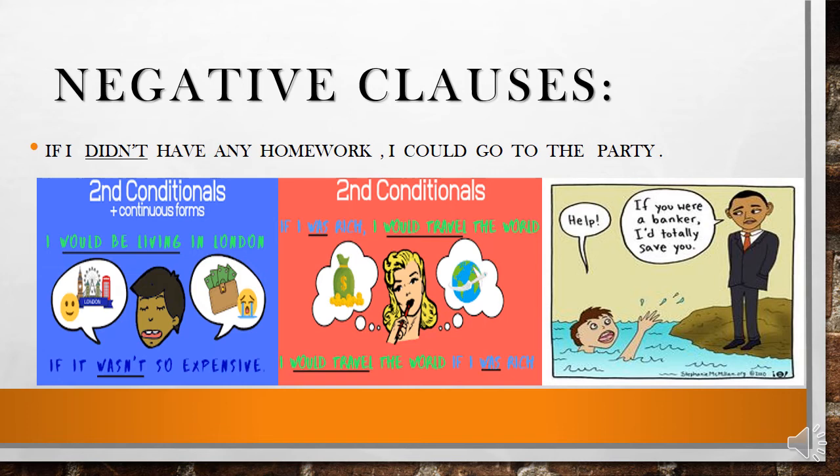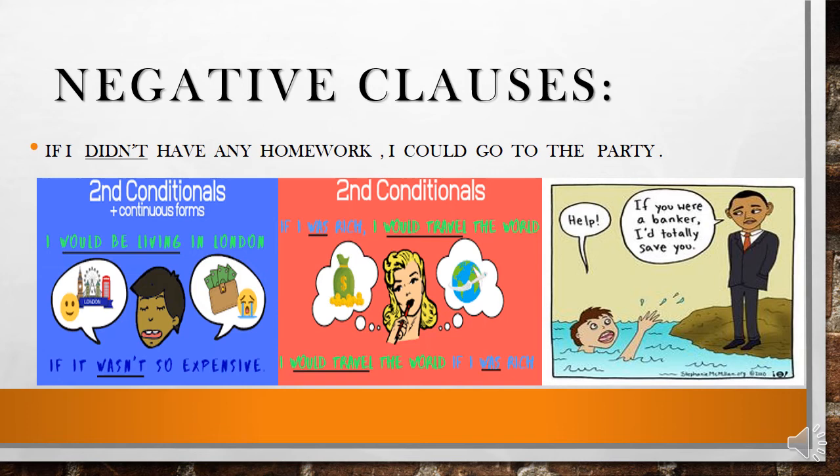Now, I give you here some examples in case we need to use, for example, not. If I didn't have any homework, I could go to the party. Now, not was used in the condition, so I couldn't use it in the result. Maybe in other cases, I can use it in both parts. So it depends on the sentence, the meaning and the situation as well.